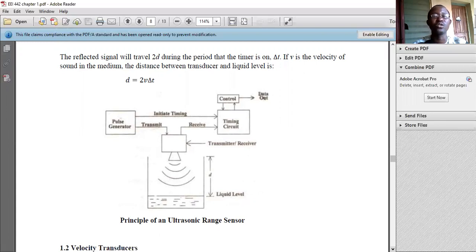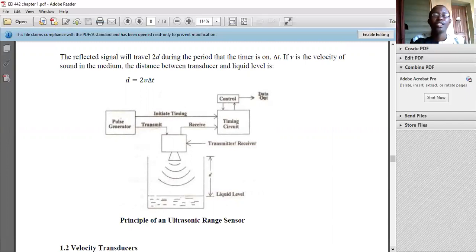You know, velocity is equal to distance over time. Now, when you have two of the distance covered, then you can say velocity is equal to 2d over delta t. So for you to get d, it will now be v delta t over 2, as you see on the screen now.